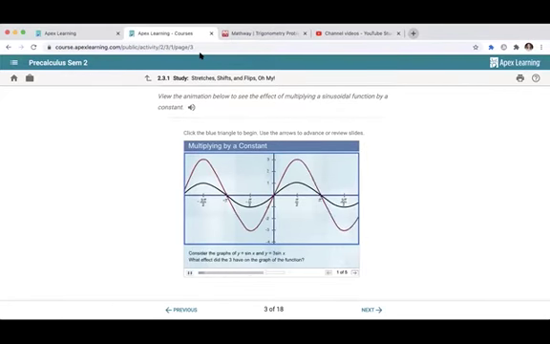Okay, so if we look here, the black is our original sine function. It starts at 0, goes up to 1, comes back down to -1, and it's got a period of 2 pi. So then we're going to look at, okay, what happens when I multiply by my constant?